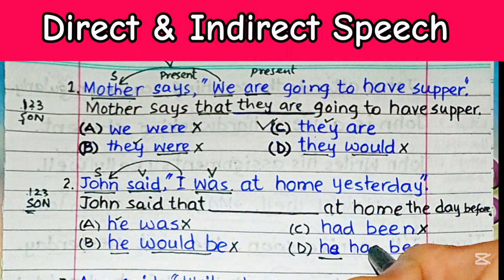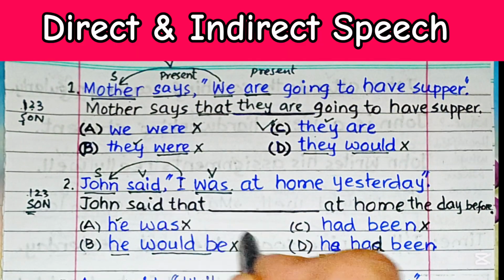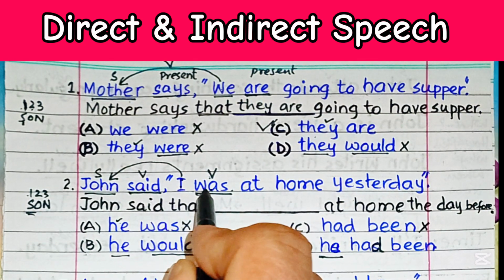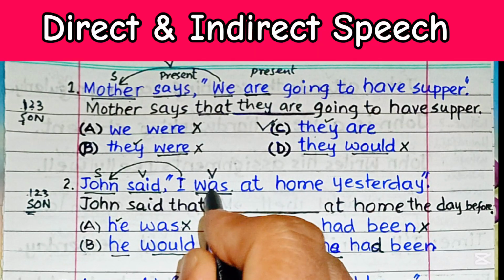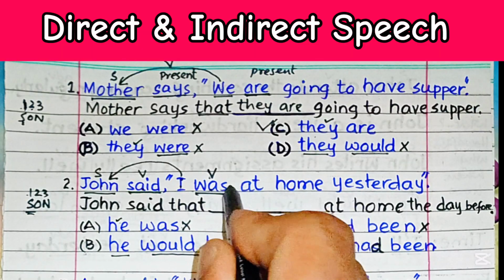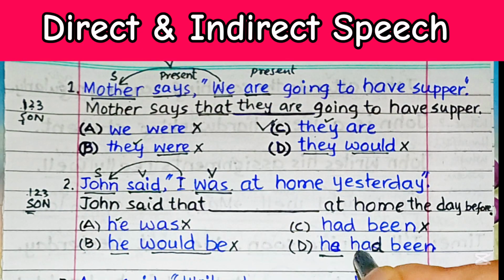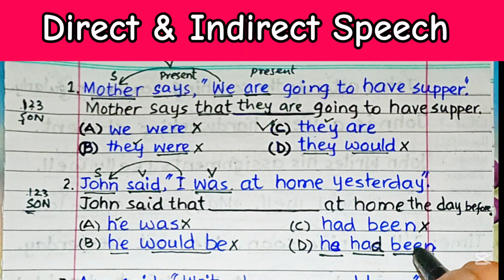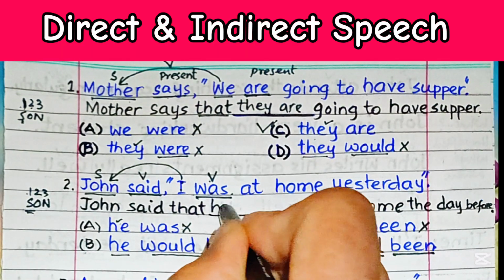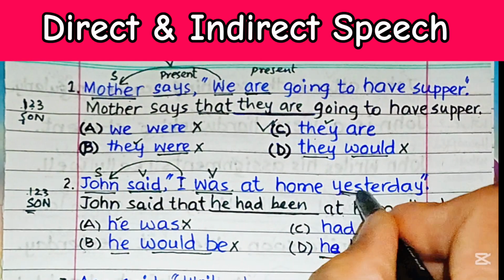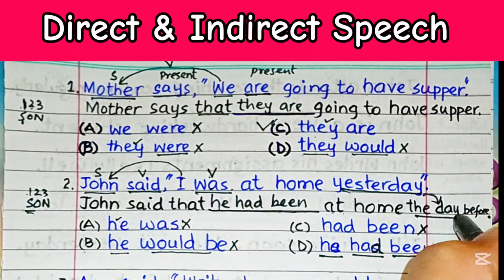Over here the option to be put is "had been". John said that he had been... If there is past tense in the reporting and the reported is also in past, then the tense gets converted into past perfect. Had been, was, and then there is no main verb, so this is the main verb. Had, past perfect, is followed by V3, that is been, and we know that was becomes had been, so we have to put over here that he had been at home, and this yesterday gets converted into the day before.